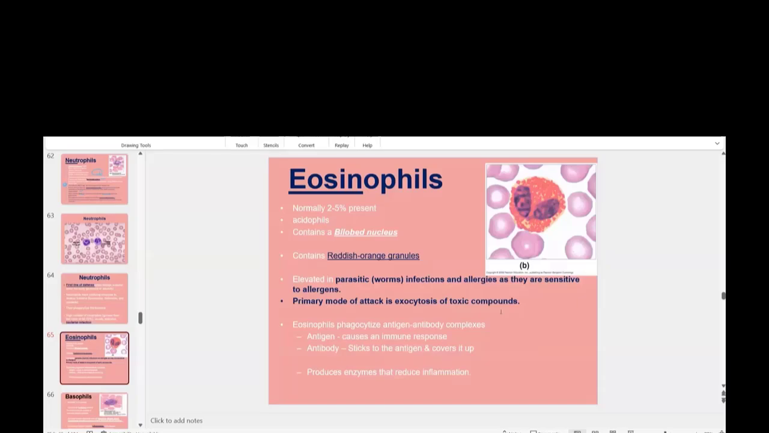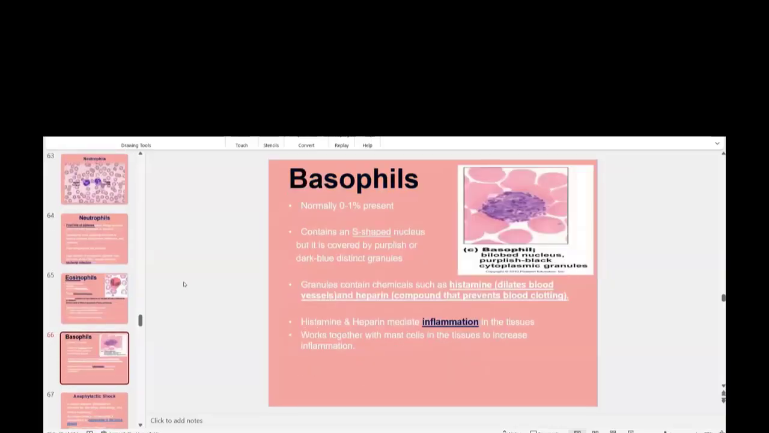In case of allergies also, you will find that eosinophils get triggered, and they phagocytize antigen antibody complexes. Antigens, as you know, will trigger an immune response. Antibody sticks to the antigen and covers it up completely, and it produces a lot of enzymes that also reduce inflammation. So while neutrophil contains enzymes that will increase inflammation, this one also tries to reduce the inflammation.